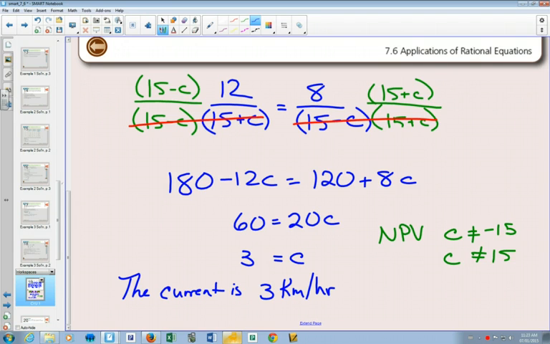Those non-permissible values actually make sense. Okay? If the current was 15 kilometers an hour and you were traveling upstream, what would happen? You wouldn't actually be traveling anywhere. It would take you an infinite amount of time to go 8 kilometers or 12 kilometers. You'd be very frustrated. Hopefully after an hour you would realize that it was pointless.